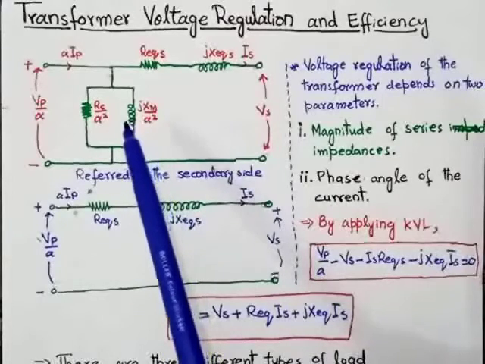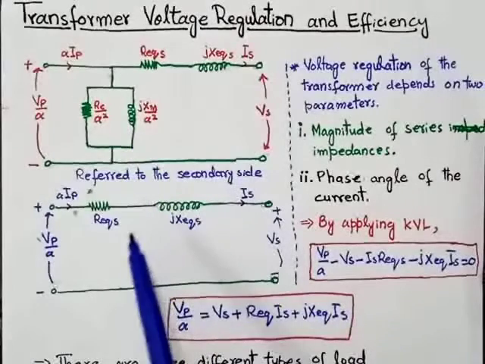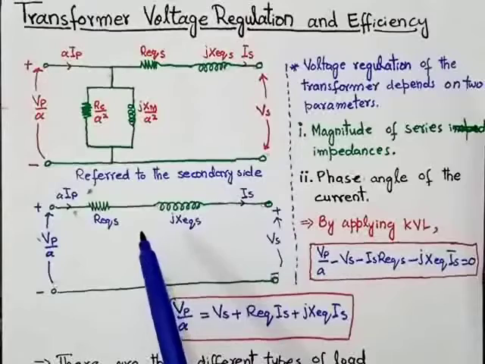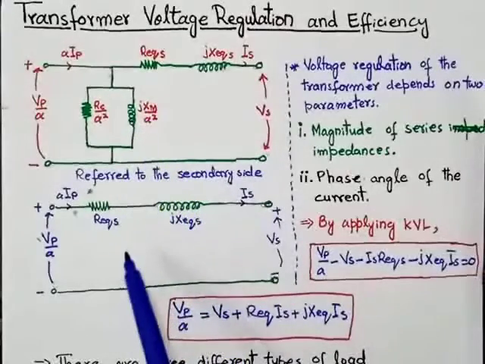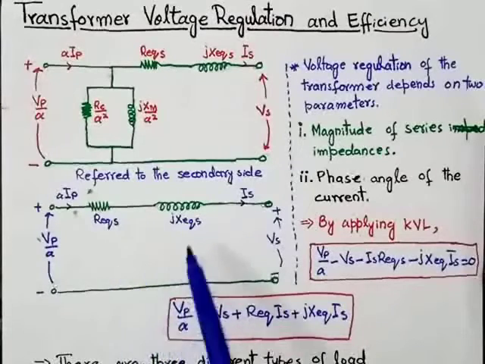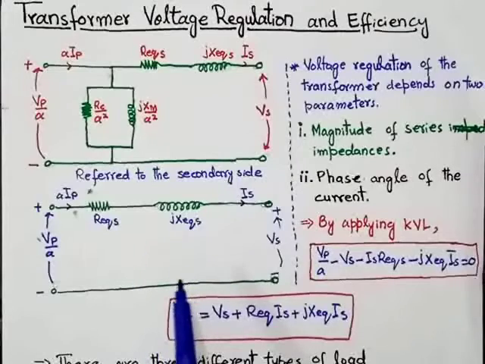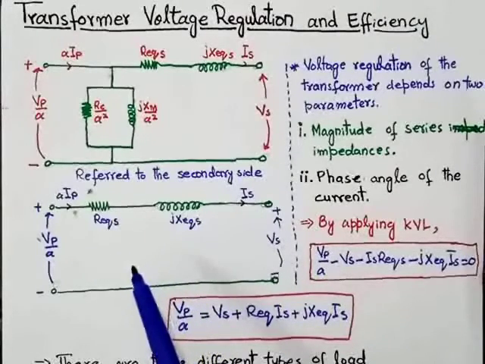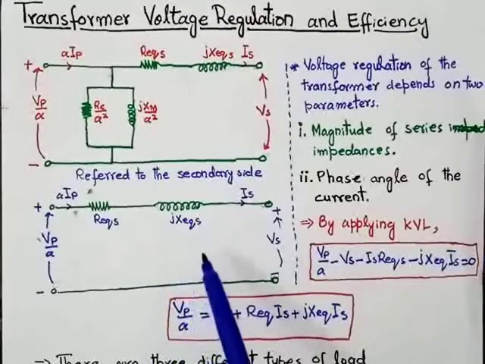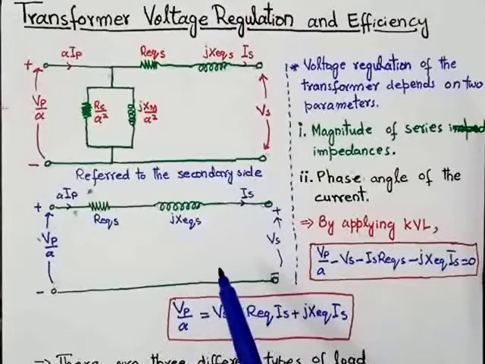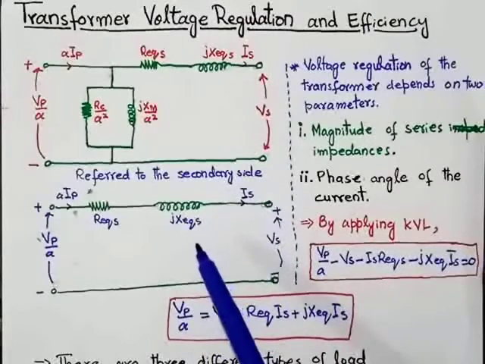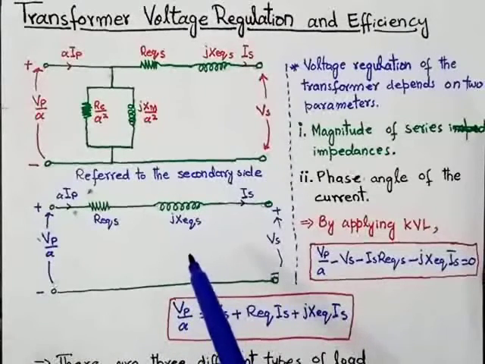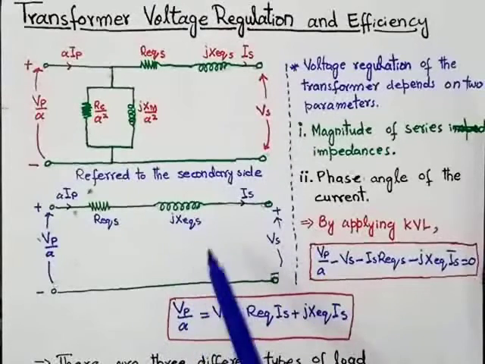So if the effect of the excitation branch is ignored, then the simplified equivalent circuit will look like this. So this is the equivalent circuit of the transformer in simplified form. To find the voltage regulation of a transformer, it is necessary to understand the voltage drops within it. So voltage regulation basically depends on the voltage drops.